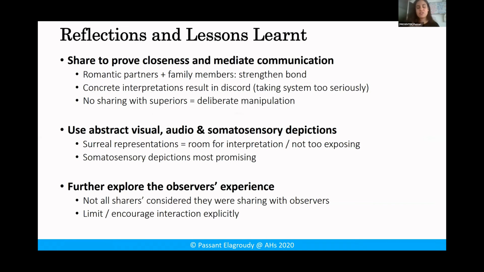And also, they were very deliberate about not sharing with superiors because they thought this is going to cause a lot of manipulation. Similarly, people preferred serial representations over solid representations because it provides room for interpretation in case they want to hide something about their state. And what we also found interesting is that they didn't consider that they are sharing their state with the observers, although technically speaking, they could see both of them.